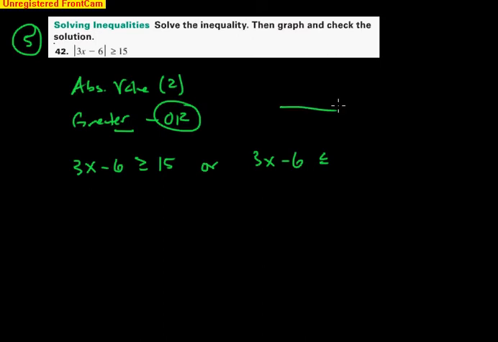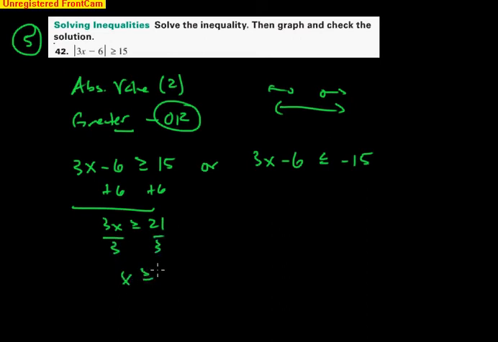Remember these graphs, these OR graphs, for an OR graph, it always points outward. So this one is greater than, this one has to be less than, and we flip the number around. Negative 15. And that's going to ensure that we get our arrows pointing outwards. So let's see. I'm going to add 6 here. 3x is greater than or equal to 21. Divide by 3. X is greater than or equal to 7.